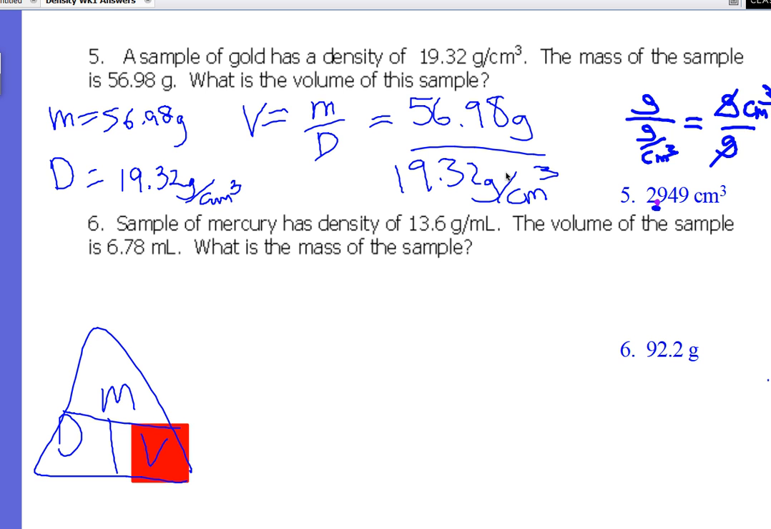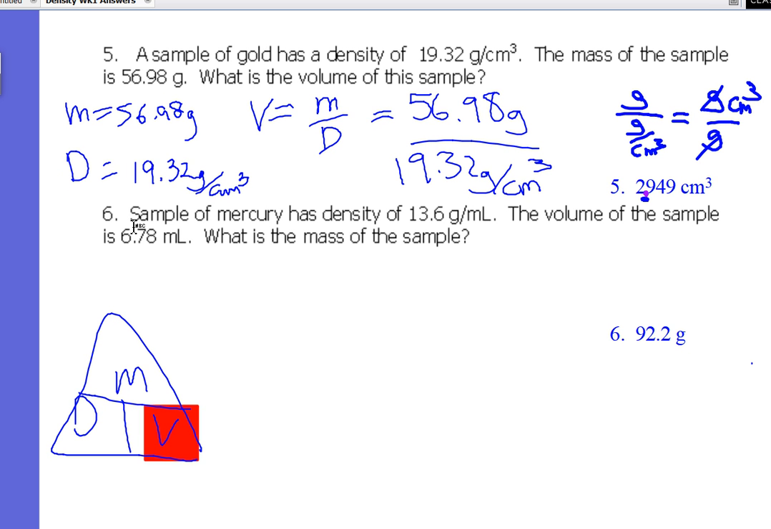All right, I don't have much worked out here for number 6. Let's see. We have a density. Density equals 13.6 grams per milliliter. And we have a volume of 6.78 milliliters, not megaliters, milliliters. And we're looking for the mass.